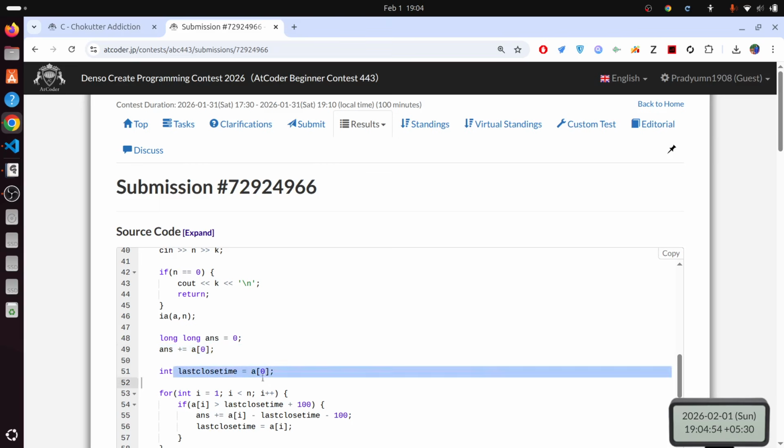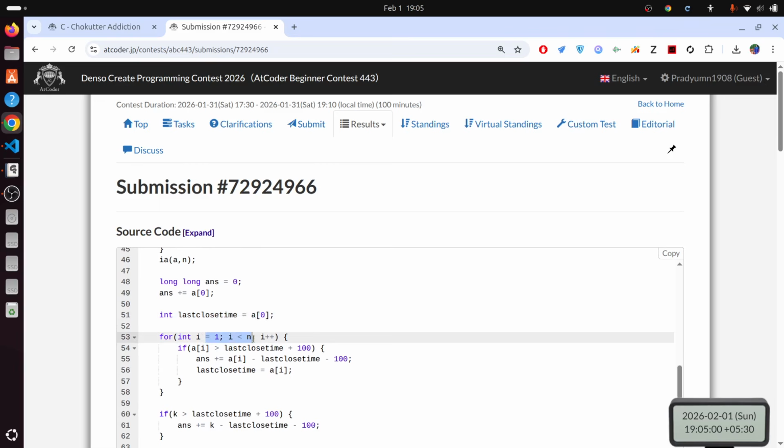Then last closed time, LCT, this is a naught, like at a naught we close the box. Then for i equal to 1 to n, if ai is greater than last closed time plus 100, that is, if at the point ai the box is open, then we will close it. So last closed time becomes ai, and before that we'll also increment the answer, from the last closed time until now, for how much time the box is open. So that is ai minus last closed time minus the amount of time it is closed, so minus 100, right? We'll add it to the answer.